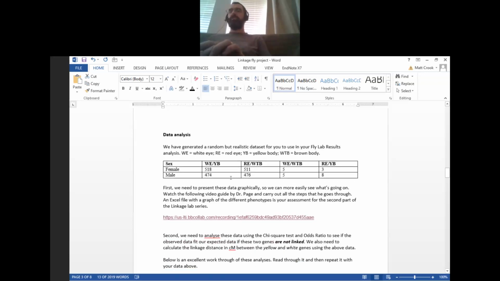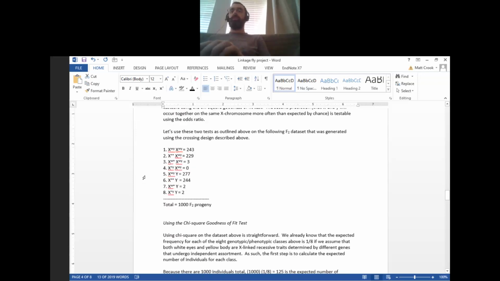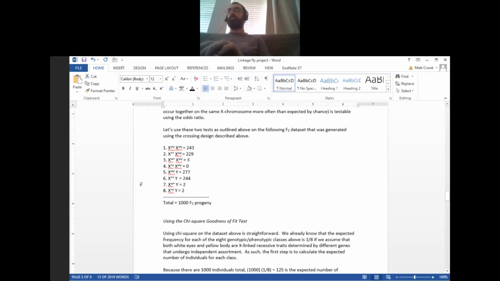So as you can see, we've got 4 categories for each sex. 2 of them are going to be recombinant, which are the smallest numbers, and 2 of them are going to be parental, which are the larger numbers. So to do this chi-square with all 8 categories, you'd have to calculate expected values for each category based on the total, and then calculate your chi-square based on that.